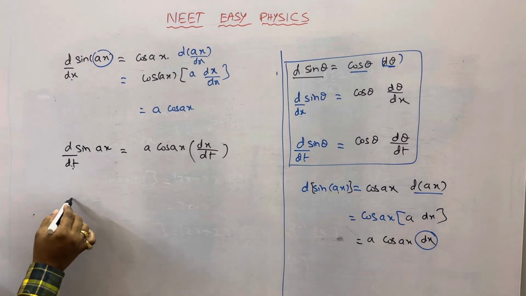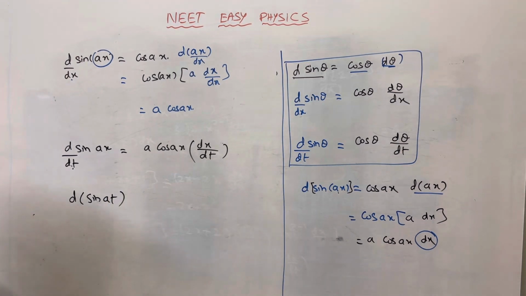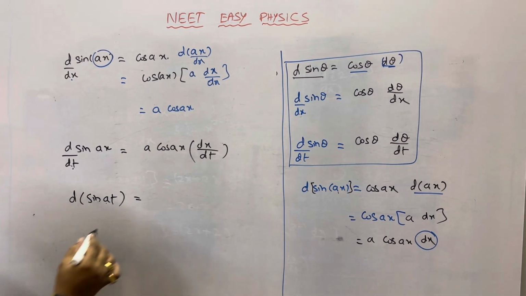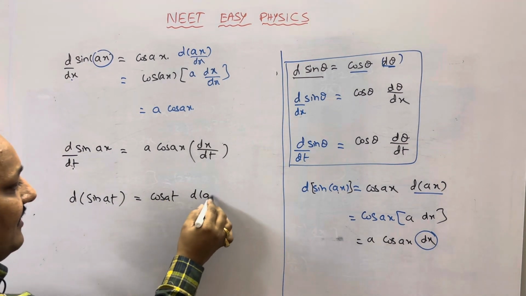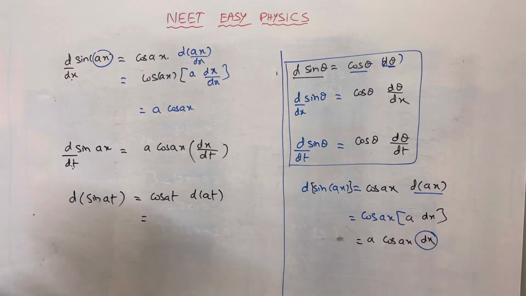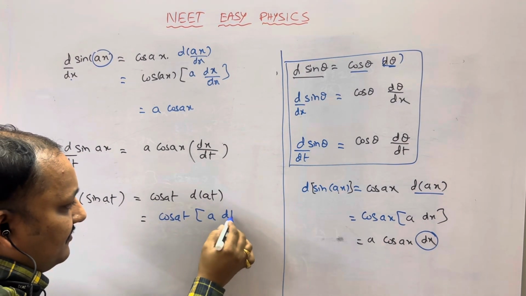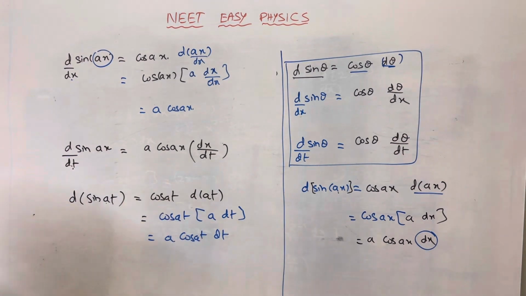Now let us assume we get the derivative of sine at. Sine at: in place of x, t is there. The derivative of sine theta is cos at into the derivative of at. So cos at. What is the derivative of at? A into dt. Therefore a cos at dt.